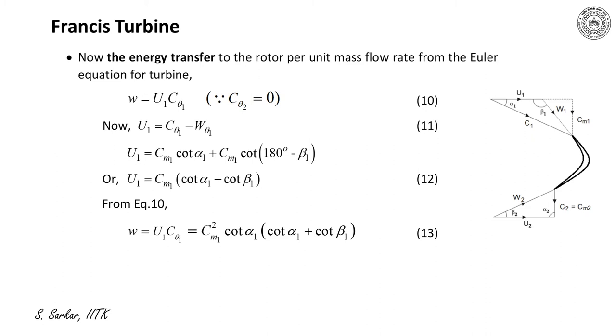With respect to the velocity triangle, particularly at the exit, there is an error regarding the direction of W2. So the direction of W2 would be like this. Okay. Now, the energy transferred to the rotor per unit mass flow rate can be obtained from the Euler equation for turbine as small w is equal to u1 into c theta 1, since c theta 2 is equal to 0 here. Furthermore, u1 can be given by c theta 1 minus w theta 1.